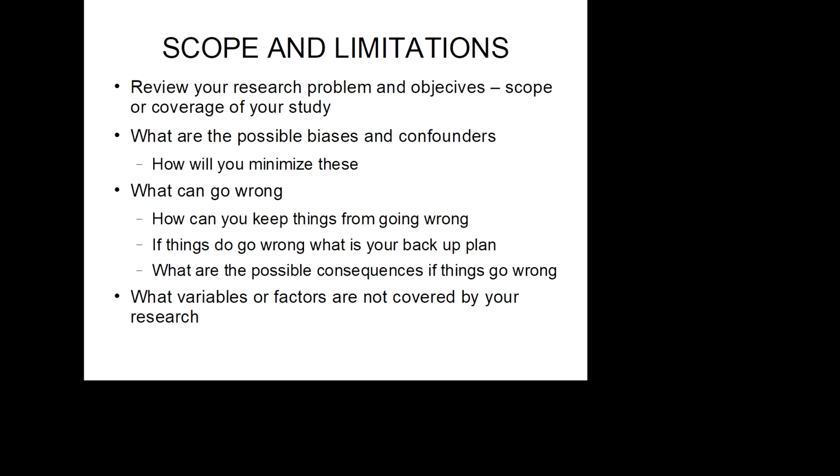Your scope and limitations. Review your research problem and objectives in order to elicit the scope or coverage of your study. You write down how far the parameters of your research go. What are the possible biases and confounders and how do you minimize these? What can go wrong, and how can you keep things from going wrong? If things do go wrong, do you have a backup plan? What are the possible consequences if things go wrong, and what variables or factors are not covered by your research?